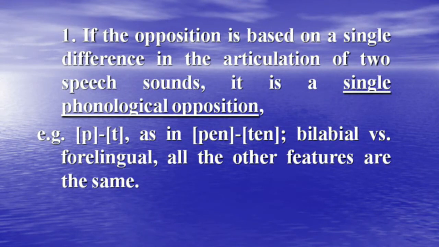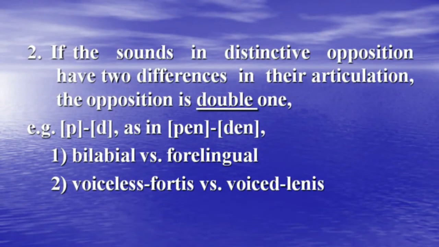First, if the opposition is based on a single difference in the articulation of two speech sounds, it is a single diphonological opposition. Let's compare sounds p and t in pen and ten. So, p is bilabial, t is forelingual, and all the other features are the same. The second, if the sounds in distinctive opposition have two differences in their articulation, the opposition is double one. Sounds p and d in words pen, den: p is bilabial, d is forelingual. The next difference is that p is voiceless, fortis, but d is voiced, lenis.